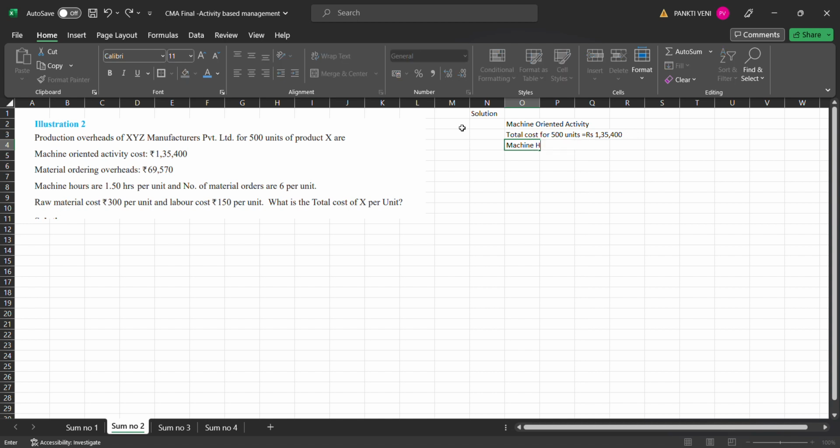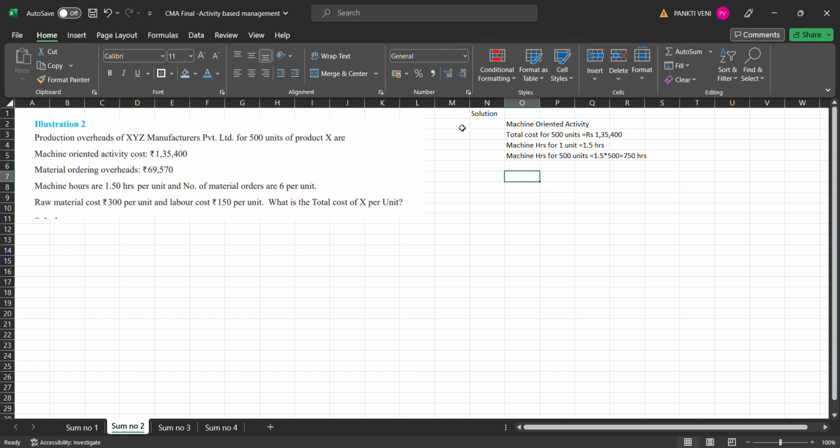They have given me machine hours for 1 unit. Machine hours for 1 unit is 1.5 hours. So machine hours for 500 units will be equal to 1.5 into 500 hours. That will give me 750 hours.